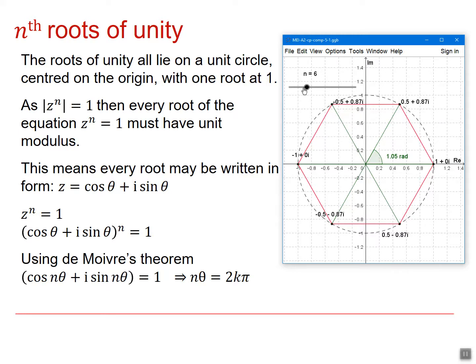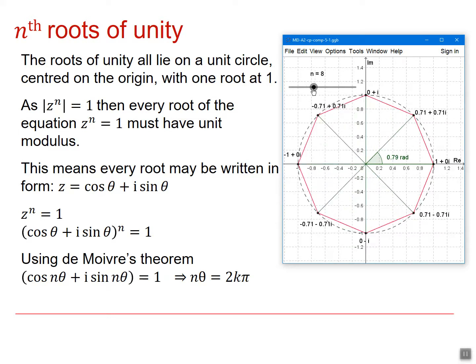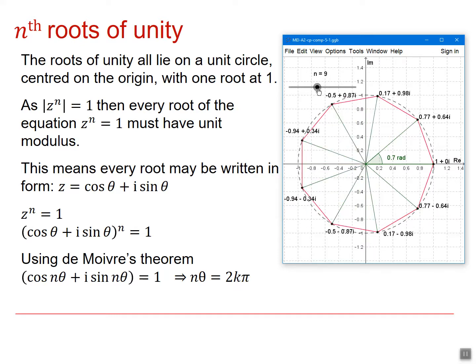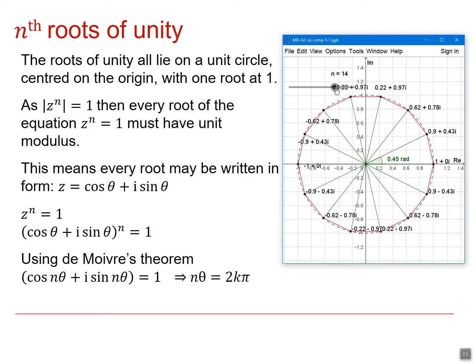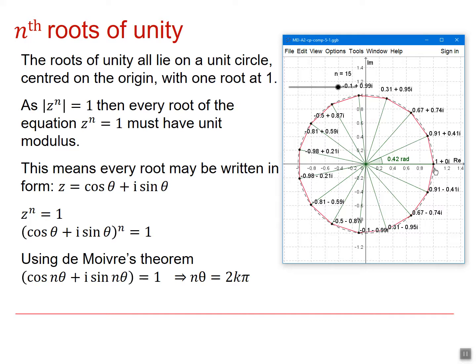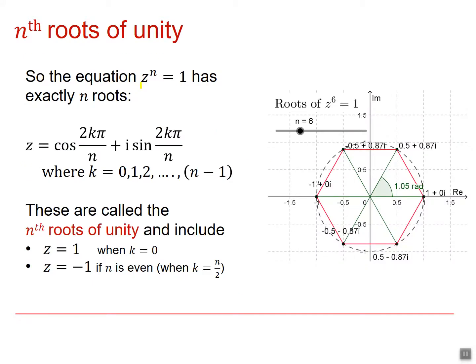If I change the value of n, then I just up the number of solutions, and therefore I get an increase in the number of points around the circle. So if I go up to 15, you can see I get 15 roots for z to the 15 equals 1. So the equation z to the n equals 1 has exactly n roots. They're all of this form, cos of 2k pi by n plus i sine 2k pi by n, where k is an integer between 0 and n minus 1.